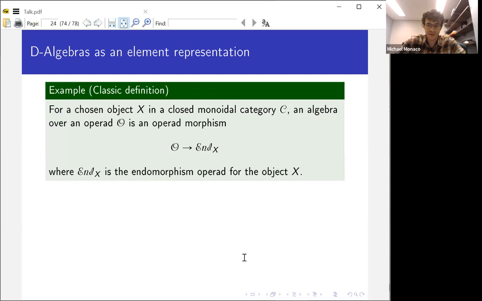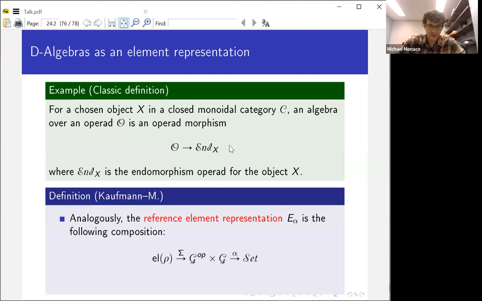Okay. And then for element representations, classically, you would define an algebra of an operad by picking an object X in some monoidal category. And then the algebra would be defined as an operad morphism from O to this endomorphism operad of X. Analogously, we have something called the reference element representation. We define it simply as this following composition.